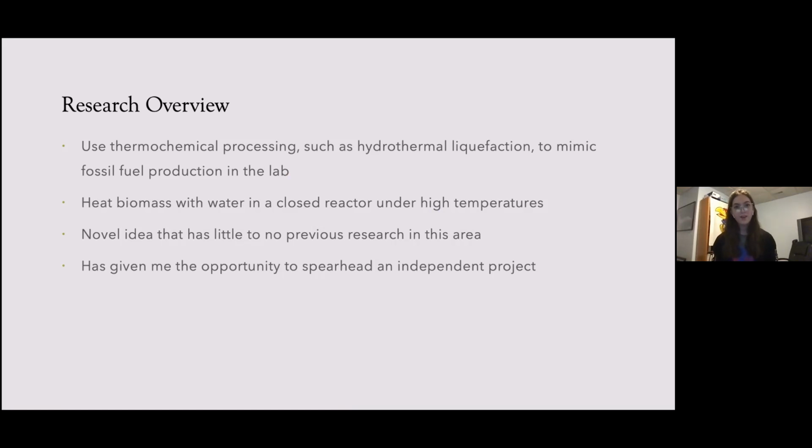It's pretty new, and right now it has only been used with algae as the feedstock instead of hemp biomass. This is really exciting because we don't have any previous research to base our current research off of. It has its positive parts and its challenges, definitely. But I think it's really exciting to get to spearhead an independent project over something that has never been done before.